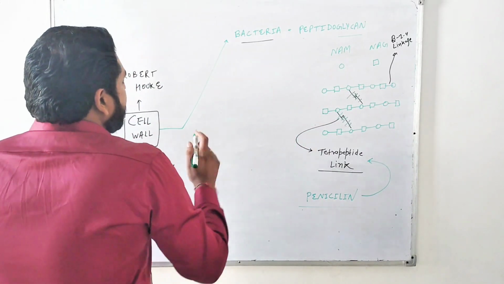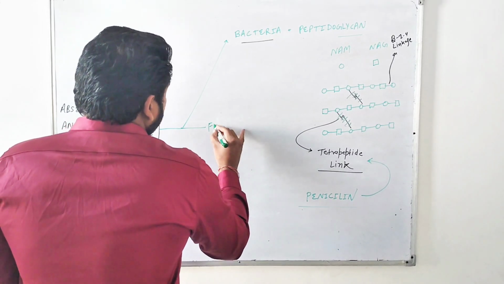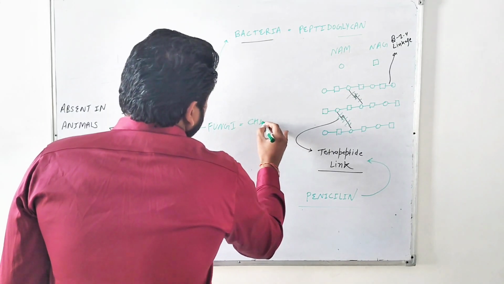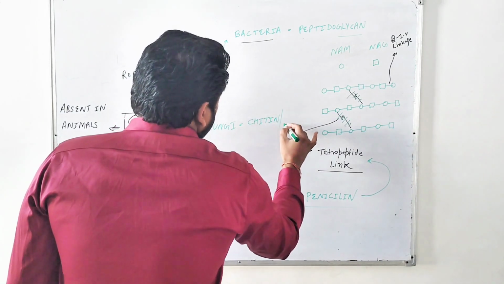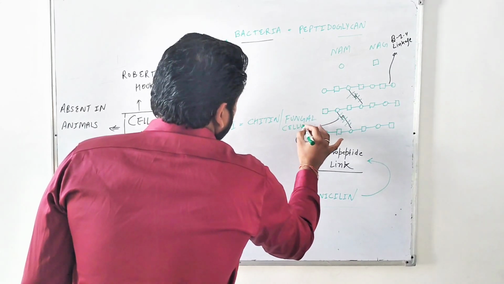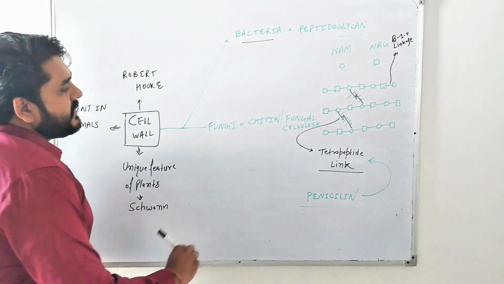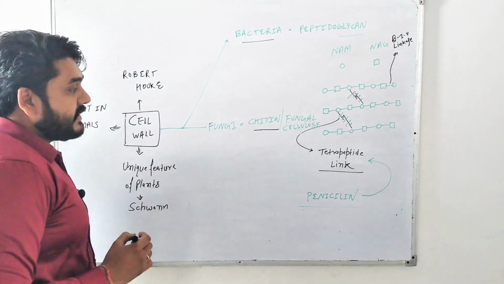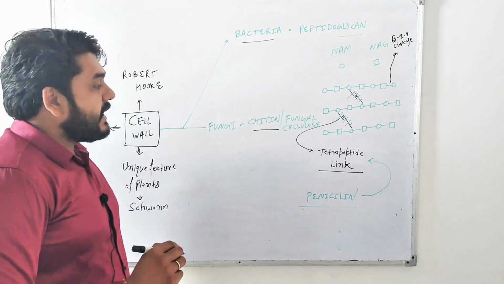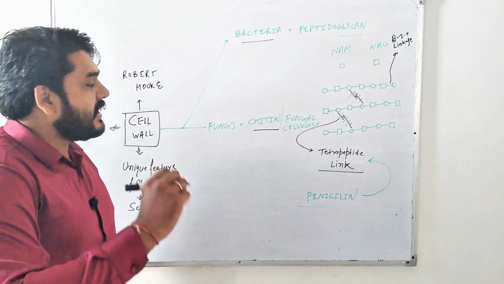Next, I am going to tell you about fungi. In case of fungi, dear students, you have to remember that the fungal cell wall is made up of chitin, or you can call it fungal cellulose. Chitin is a polysaccharide. In zoology also you have studied chitin: in the arthropoda group, the exoskeleton of arthropods is also made up of chitin.